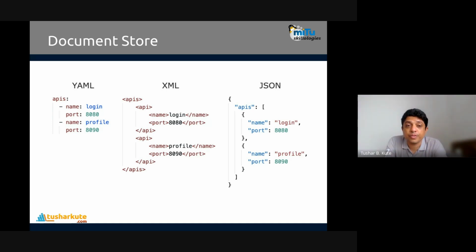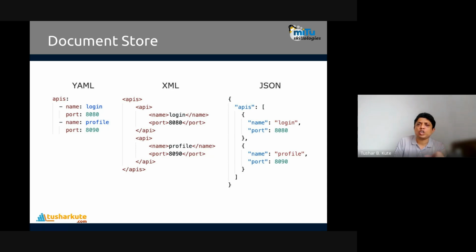Then JSON. JSON contains key value pairs, but it also contains arrays, lists, and sets. Two sets of APIs are there under this: name login, port 8080, then again name profile, port 8090. The same data is stored in three different kinds of file formats. Any one of them can be chosen to store this document directly inside a database. It's called a document store.